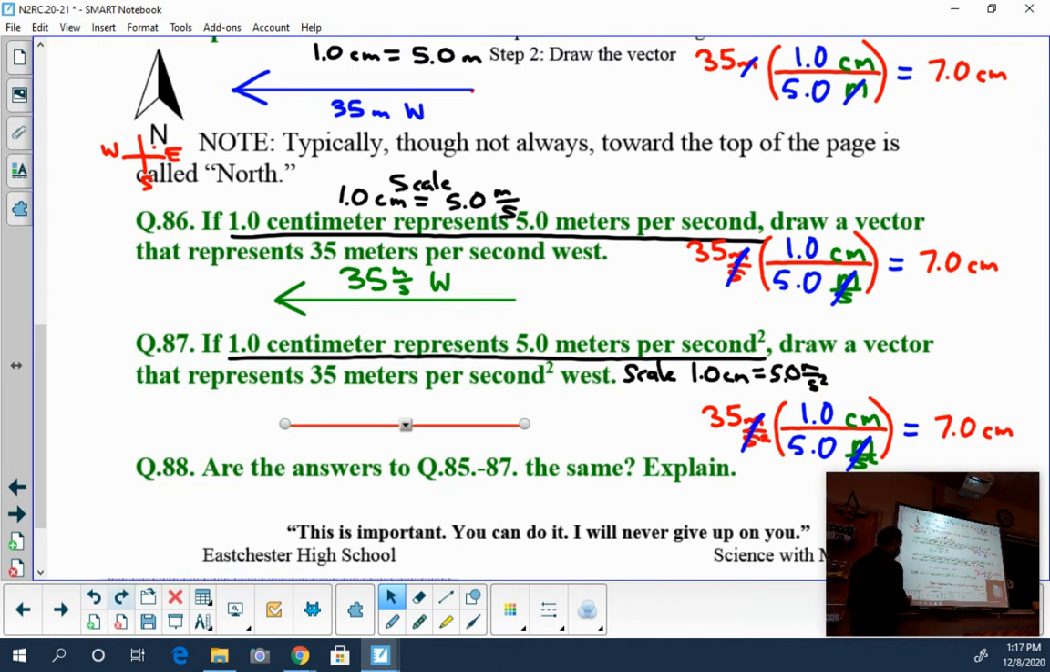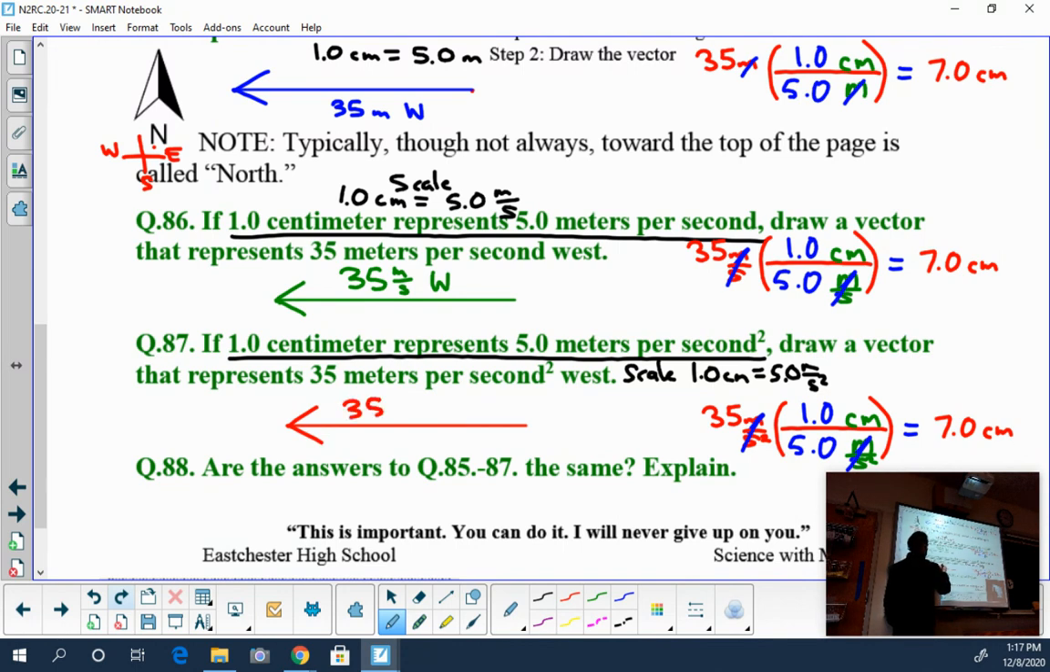Oh, good. Pull back from the tip. Boom, boom. And this one represents 35 meters per second squared. Okay, we got 3 arrows. Though they are different colors, they look quite similar. And so we have the key question, are the answers the same?